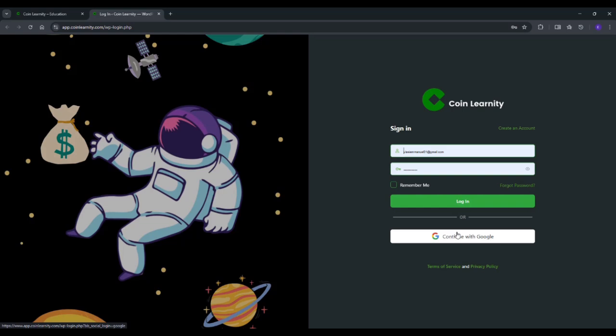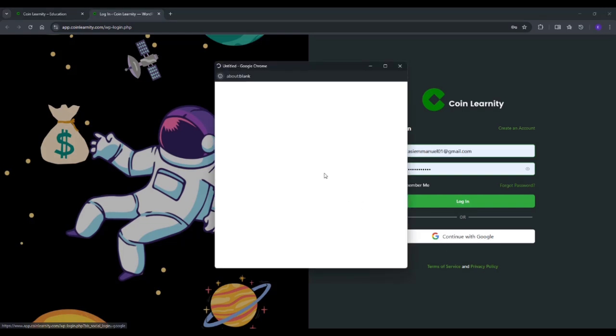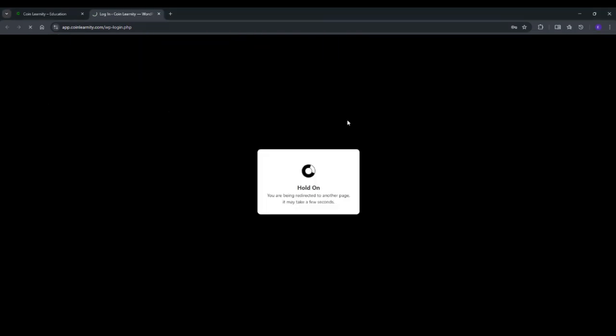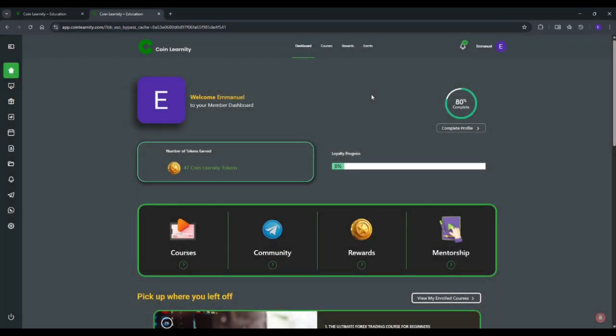So what I just need to do is to come over here and click on continue with Google and allow that to load. That should load up this dialog box for you where you need to select your preferred email address. So this is the email address I'm going to be using for this. After choosing your preferred email address, that should log into your personal learning area account. Now on this personal learning area, I am going to be talking about the mentorship section of the personal learning area.